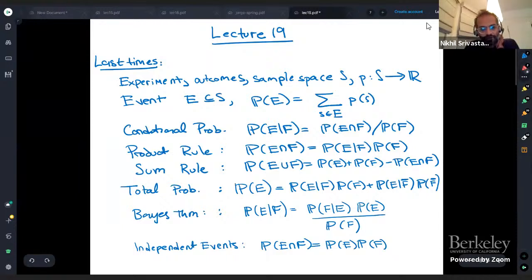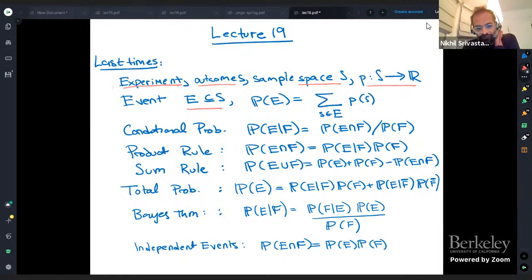Behind every situation, there has to be an experiment which generates outcomes. The space of all outcomes is called the sample space, which is a set. Then you have a function from the set to real numbers, which assigns probabilities to the outcomes. You have events that are subsets of the sample space, and the probability of an event is just the sum of the probabilities of all the outcomes inside the event. These first two lines are what we did in lecture 17.